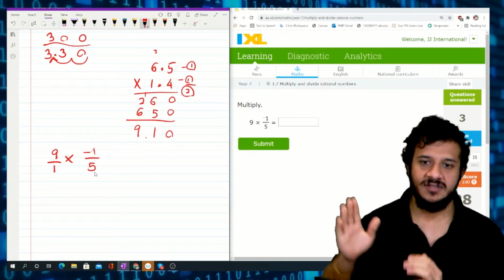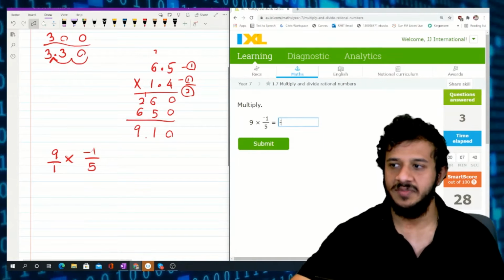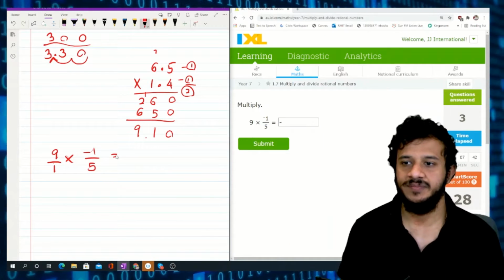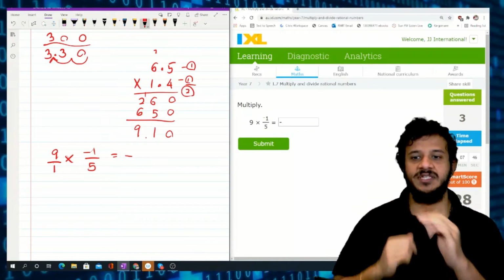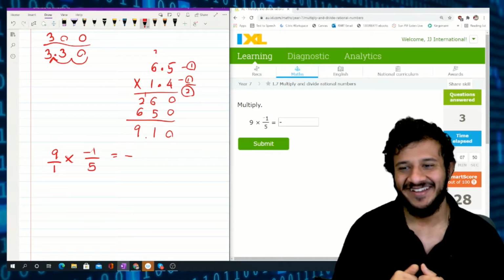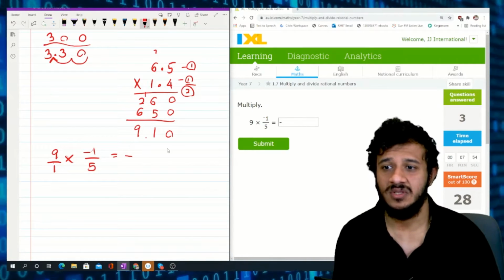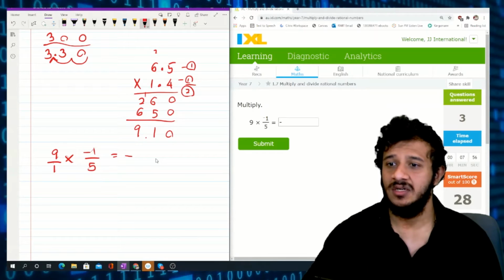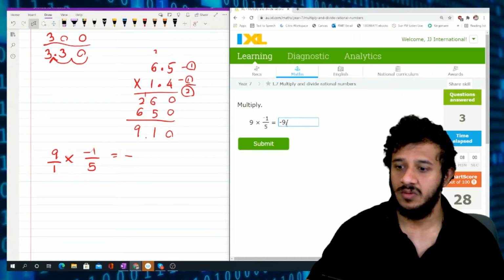First things first, a positive multiplied by a negative is obviously going to be a negative, so my answer will be negative. I'm not going to even worry about it. And then start to do simplification, which I have taught you guys the method of doing. Anyway, in here there's no such simplification, so 9 times 1 is 9, over 1 times 5 is 5, so 9 over 5.